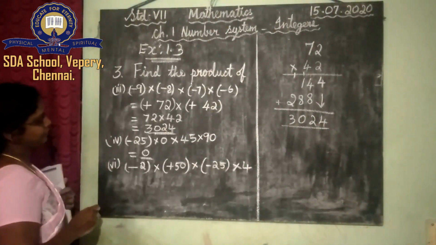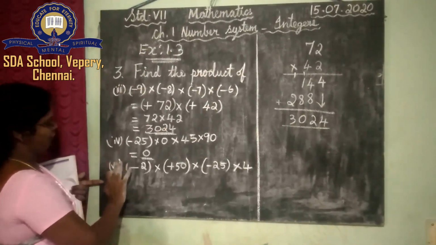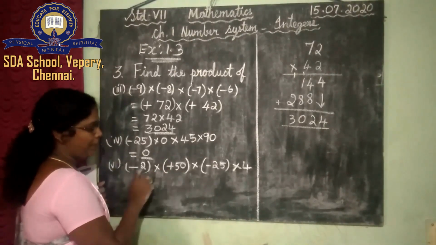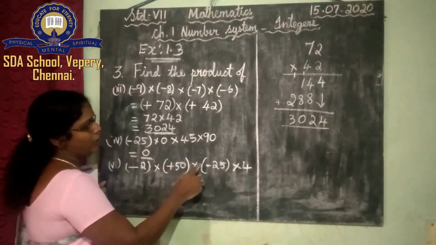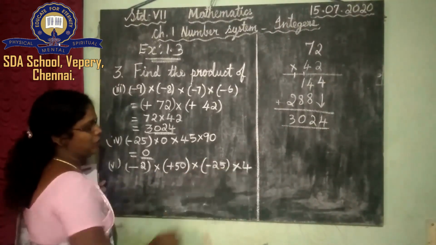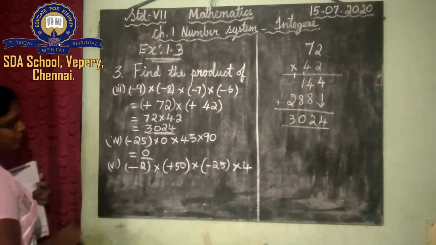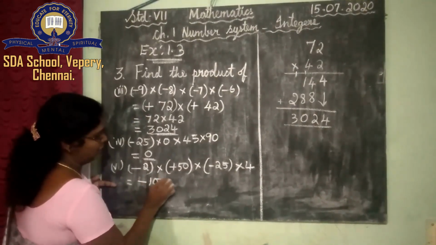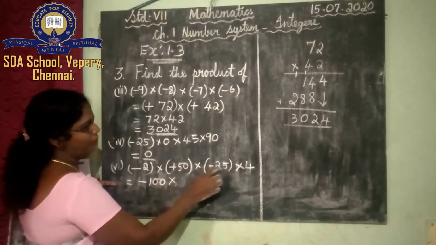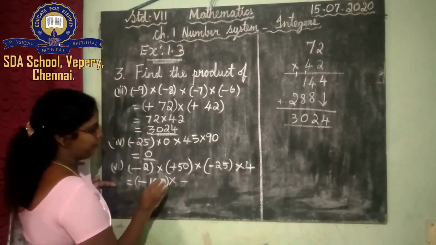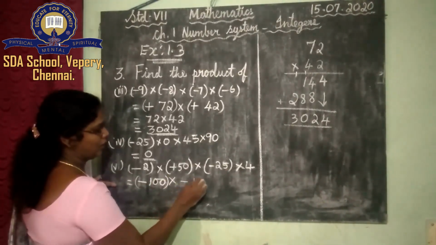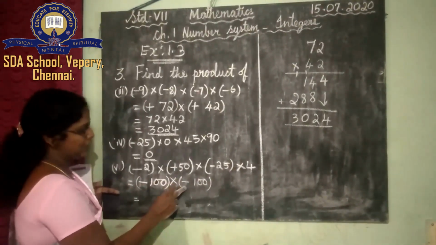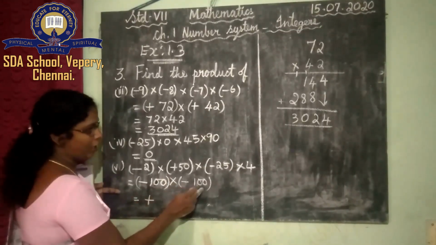Okay, fifth one. Sorry, fifth one. Minus 2 into 50. Minus 2, here positive integer 50. And here minus 25, here positive 4. Okay, now we will multiply this 2. Plus into minus, minus 50 into 2 is 100 multiplied by plus into minus, minus 25 4s are 100.